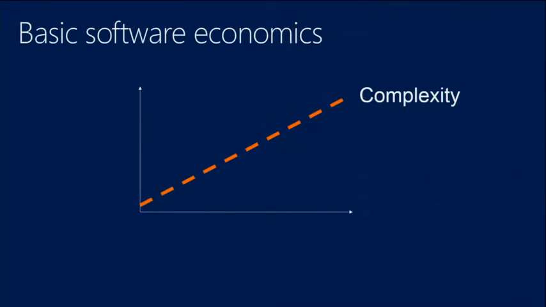I have this little model that I call basic software economics. And when complexity increases, something else will decrease. What is the first thought you get here?